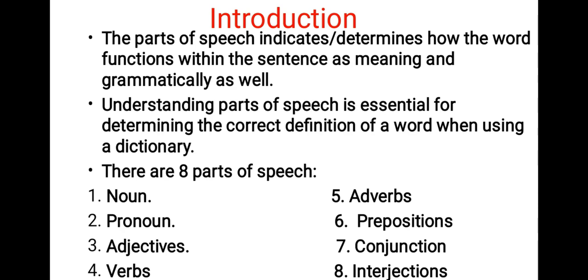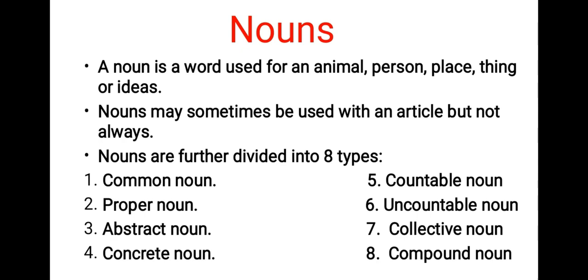There are 8 parts of speech: noun, pronoun, adjective, verb, adverb, preposition, conjunction, and the last one, interjection. Starting with the first one, noun. So a noun is a word used for an animal, person, place, thing or idea.